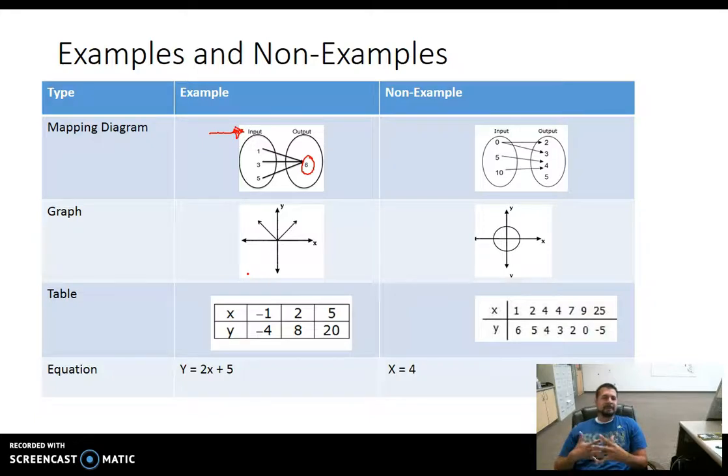Now this is where people get a little bit confused when they're looking at a function, because they look at that and they're like, well, 1, 3, and 5, when I put those numbers in, they all gave me 6. Whatever happened to the numbers? We don't know what happened to them.